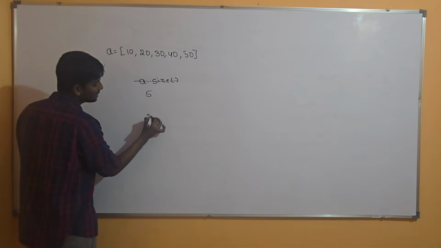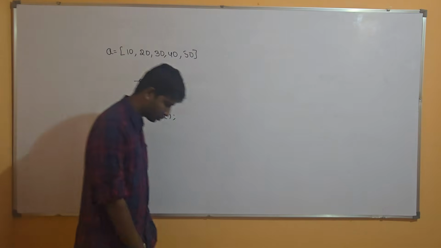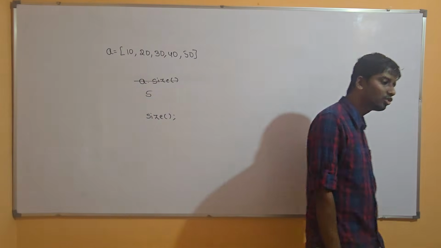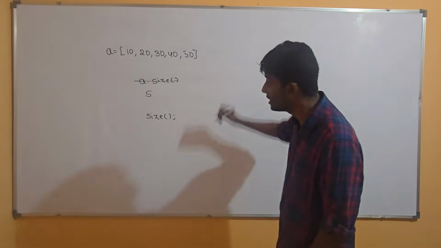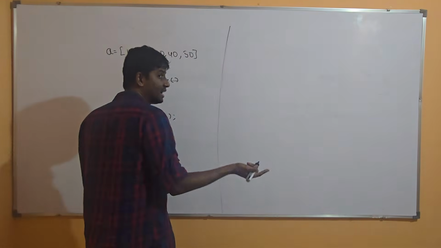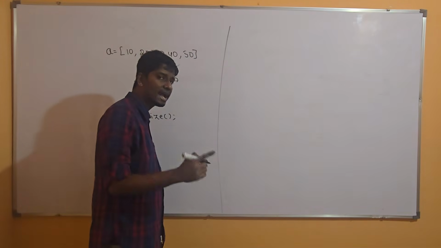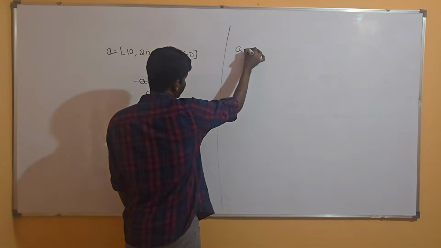Remember, the size method is used to get the total number of elements stored in the array list. That's it. So how many methods did we discuss? Let me summarize the important methods, guys. Using these, I will show you in later sessions how to implement stack, how to implement queue and all. So important. Okay, first one.